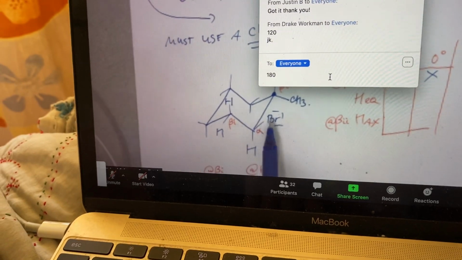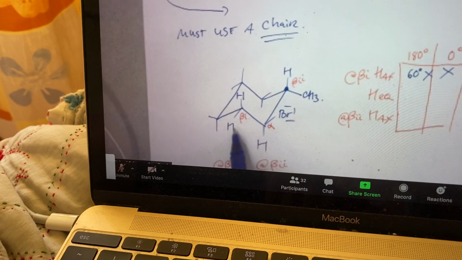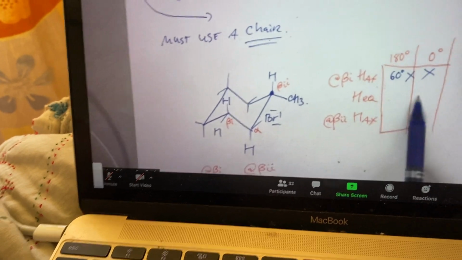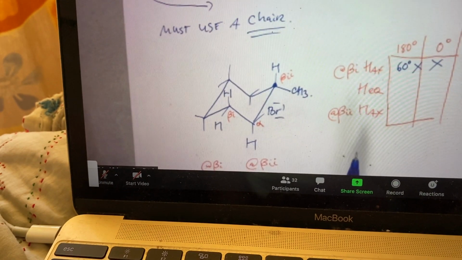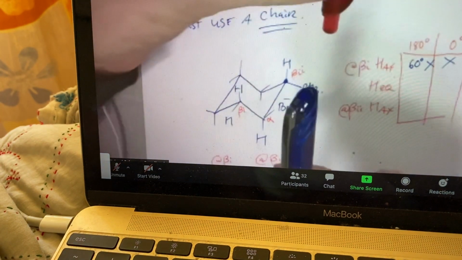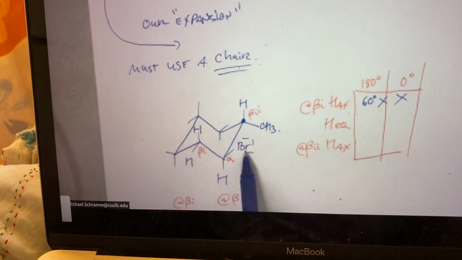Imagine looking down this bond again. Are these staggered? Are they eclipsed? Are they anti? Are they syn? Or what is the bond angle relationship between this hydrogen and this bromine? Right? Anti is 180 degrees apart. That's what anti means. So these two are 180 apart.